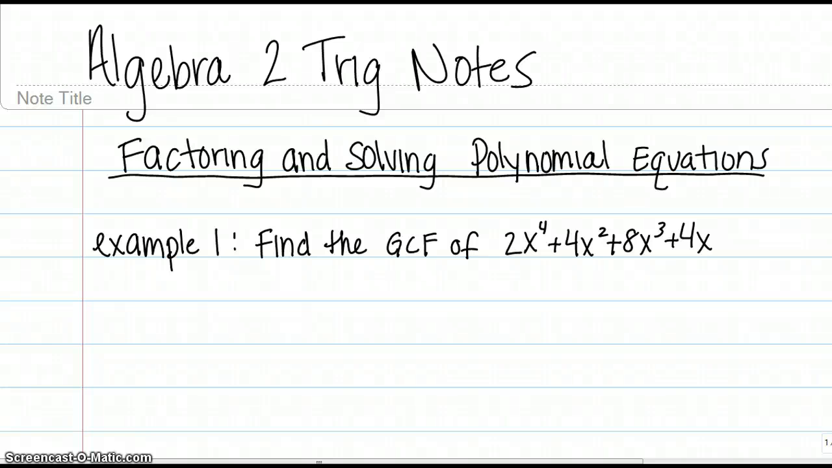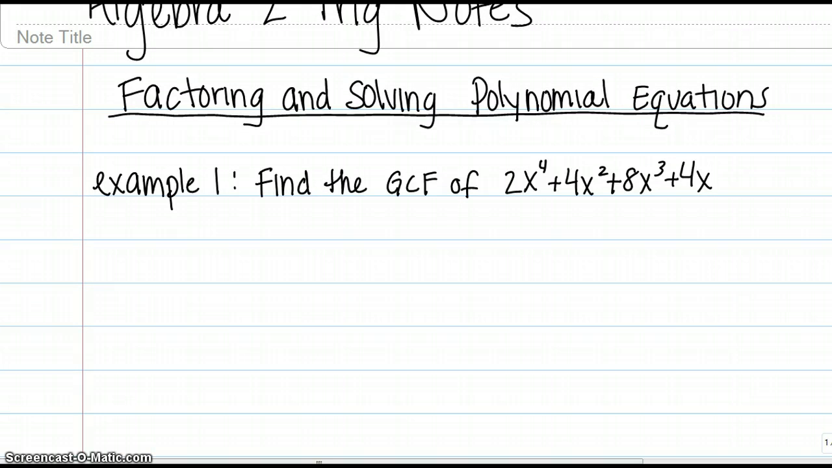Hi there. Today we're going to be factoring and solving polynomial equations. My first example is just a reminder of GCF, which is review from chapter 5. So find the GCF of 2x to the fourth plus 4x squared plus 8x to the third plus 4x.